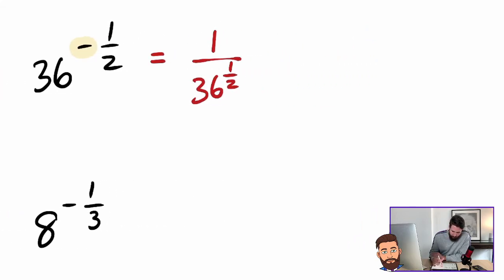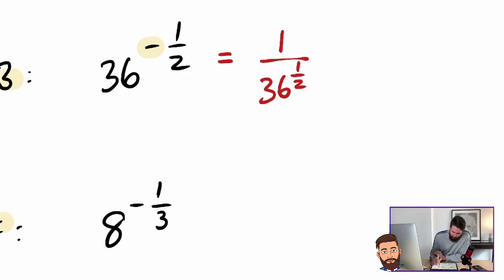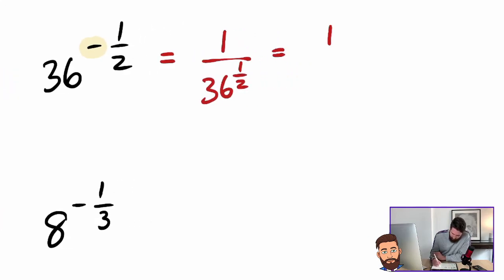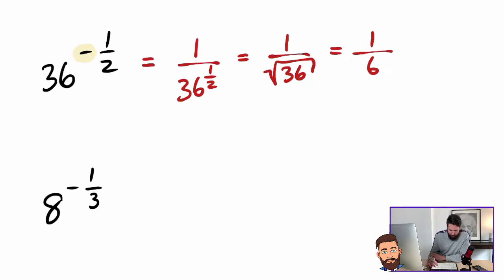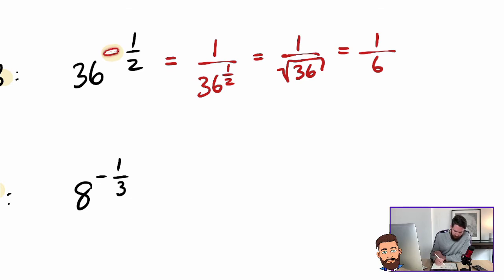What do we know to the power half means? Well, hopefully at this point you're thinking, oh, that means the square root. It means the square root of 36. Yeah? The power of half we discussed in law 5 means the square root of 36. The square root of 36 we know is 6. So the answer to this is simply 1 over 6. So we've dealt with the minus power by doing the reciprocal. Then we've dealt with the actual power, which is the square root, which gives us 6.